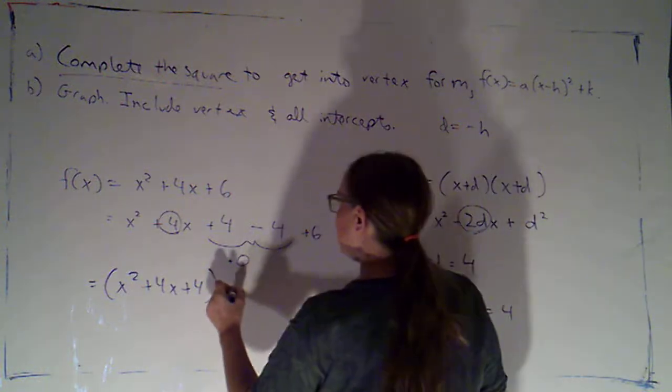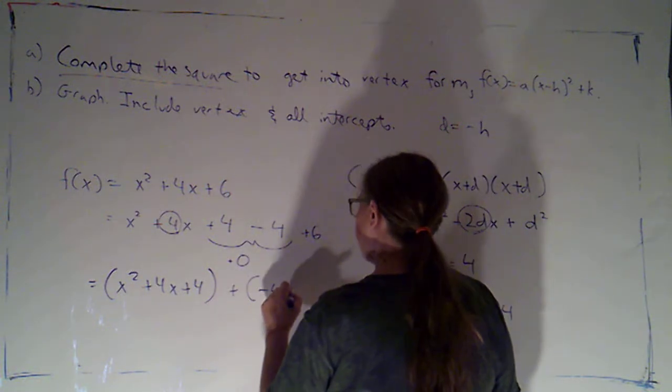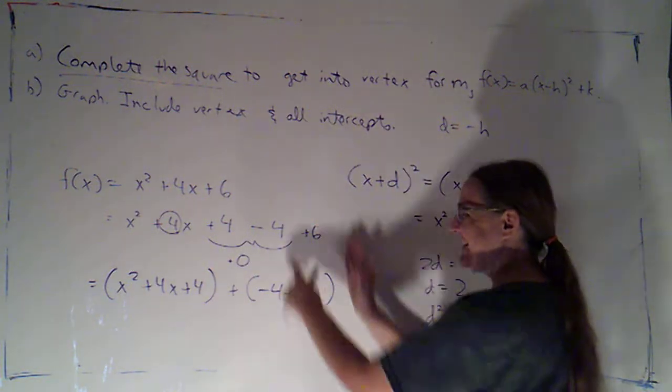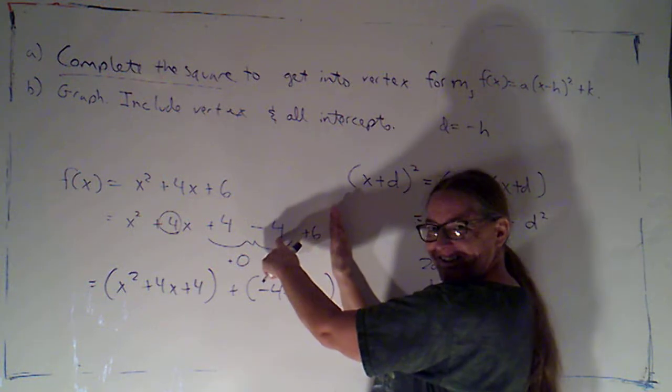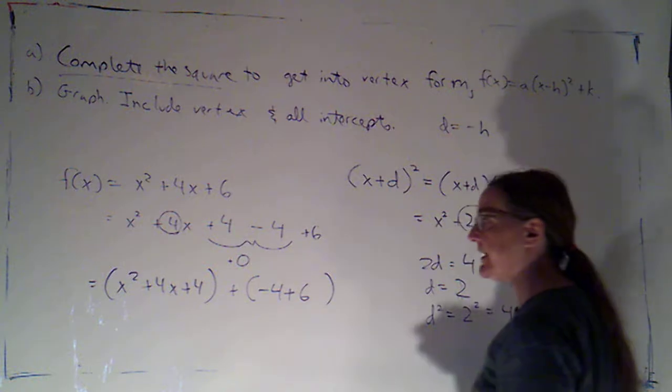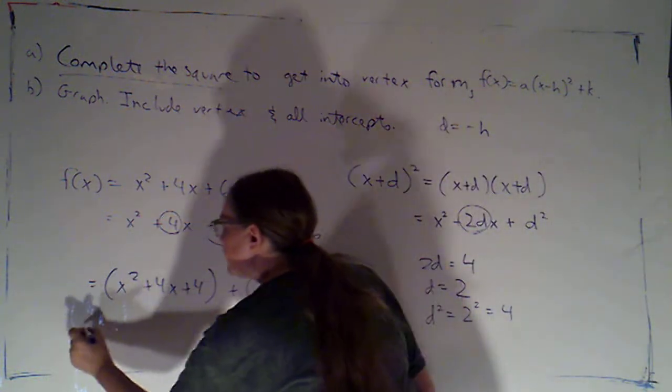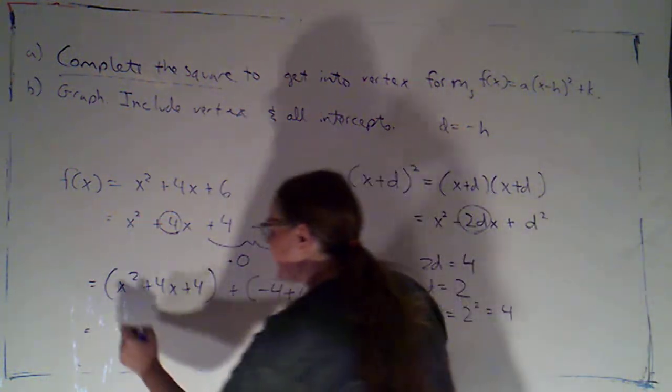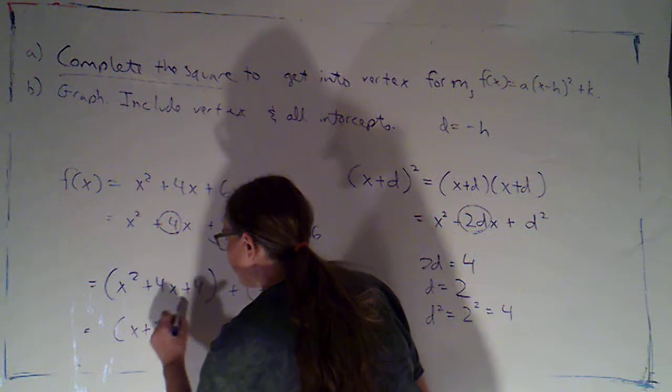And then I'm adding to that a negative 4 plus 6. So this negative 4 that I also had to introduce in order to be able to add the 4, I'll just combine that with the 6 that I already had. Then I can say now that's x plus 2 squared.